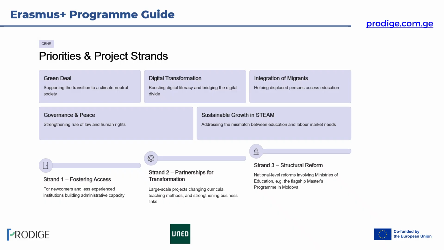The CBHE action is structured into 3 specific strands. Strand 1, fostering access, designed for newcomers, smaller or less experienced institutions looking to build administrative capacity. Strand 2, partnerships for transformation, large-scale projects focused on changing curricula, teaching methods, and strengthening business links. Strand 3, structural reform, targeting national-level reforms. These projects involve ministries of education to transform entire systems, such as the flagship master's program in Moldova.